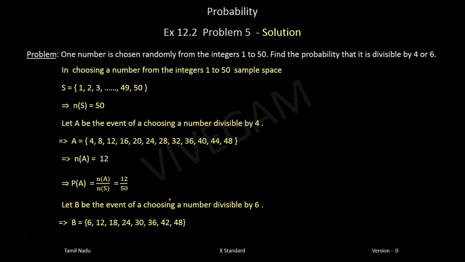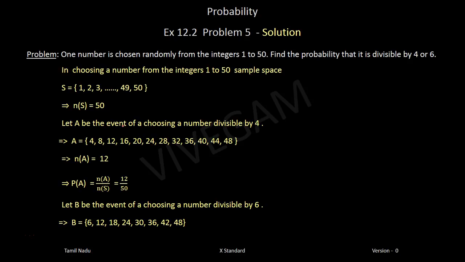So, in choosing a number from integers 1 to 50, the sample space is S equal to 1, 2, 3 up to 49, 50. Right, so these are all the numbers. So, there are 50 ways you can select a number. The sample space is a collection of all the outcomes. The outcome can be 1, outcome can be 2, outcome can be 3, any number between 1 and 50. So, there will be 50 outcomes. So, n of S is 50.